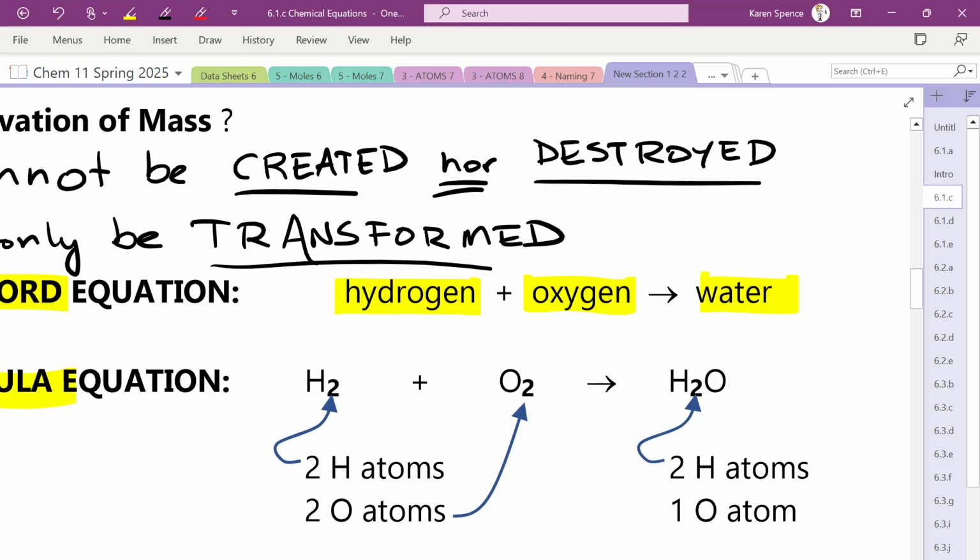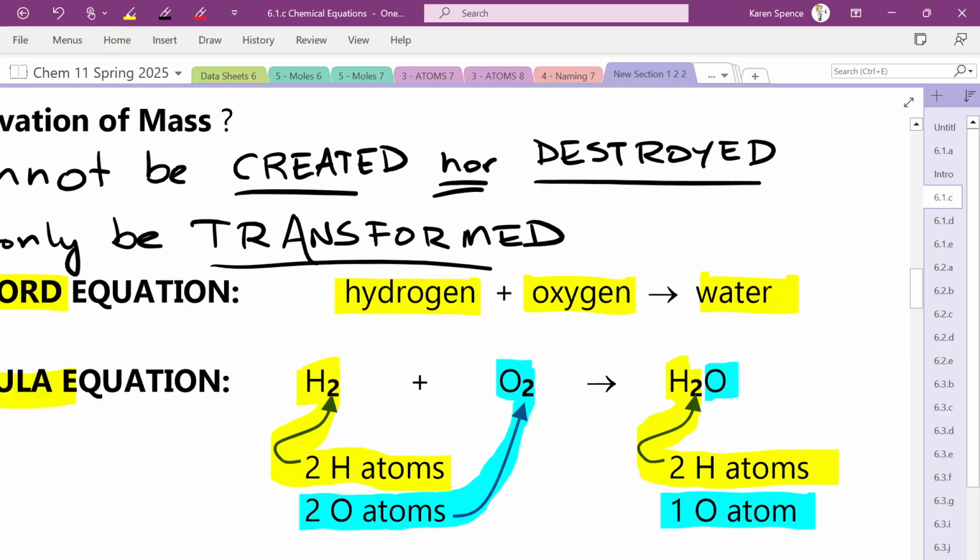Is this a balanced equation? No, because if we look, we've got a little 2 here. That tells us we have 2 H atoms. On the other side, we also have 2 H atoms. That's nice, that looks good. But we have 2 O atoms on the left, and we only have 1 O atom on the right.